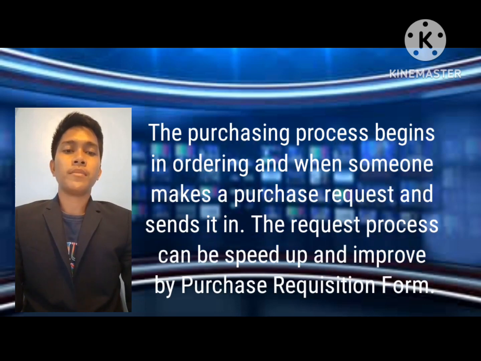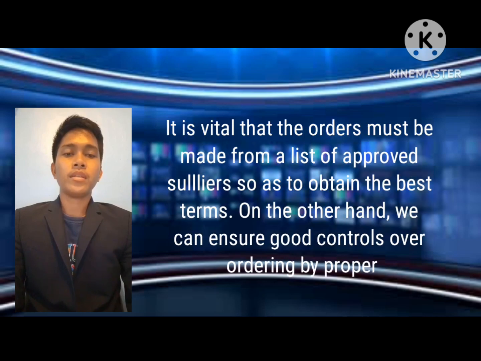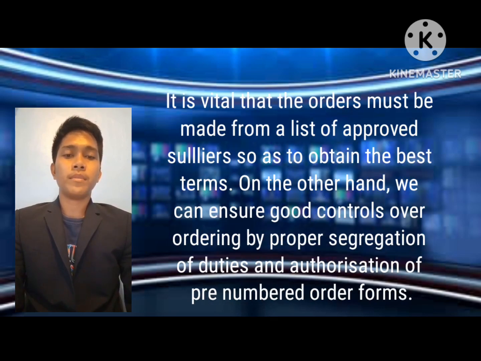The purchasing process begins with ordering, when someone makes a purchase request and sends it in. The request process can be sped up and improved by the purchase requisition form. Orders must be made from a list of approved sellers. It will also ensure good controls over ordering by proper segregation of duties and authorization of pre-numbered order forms.